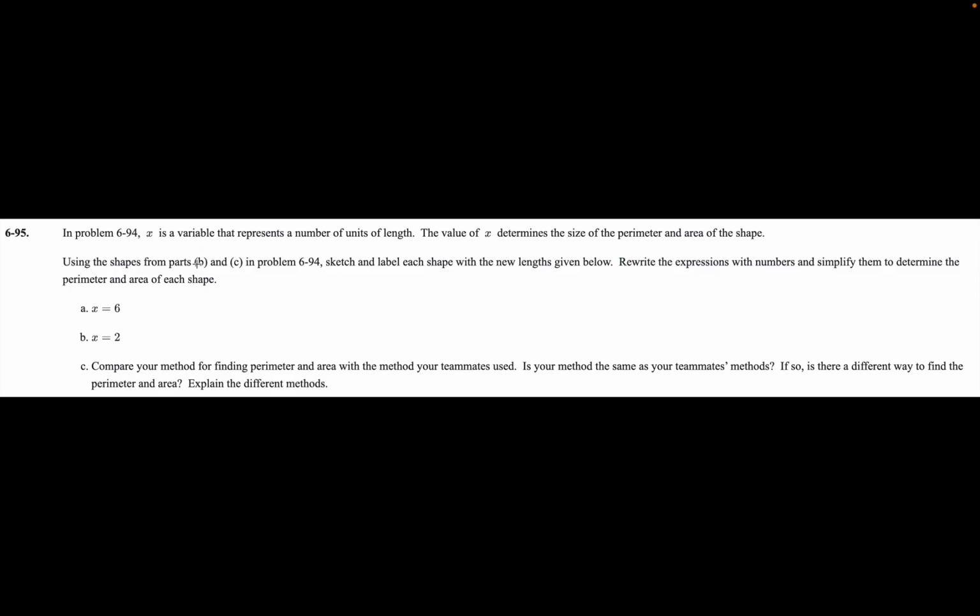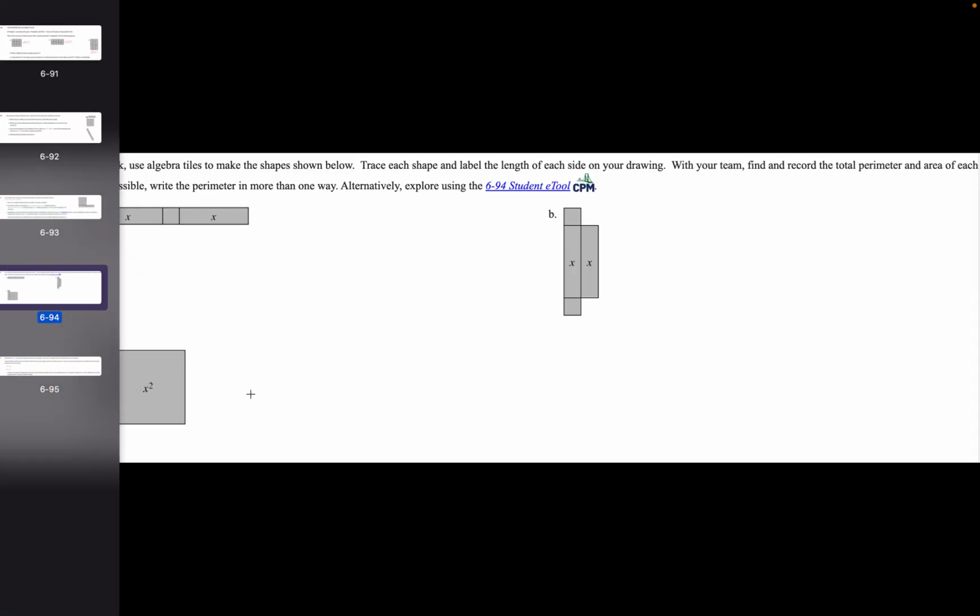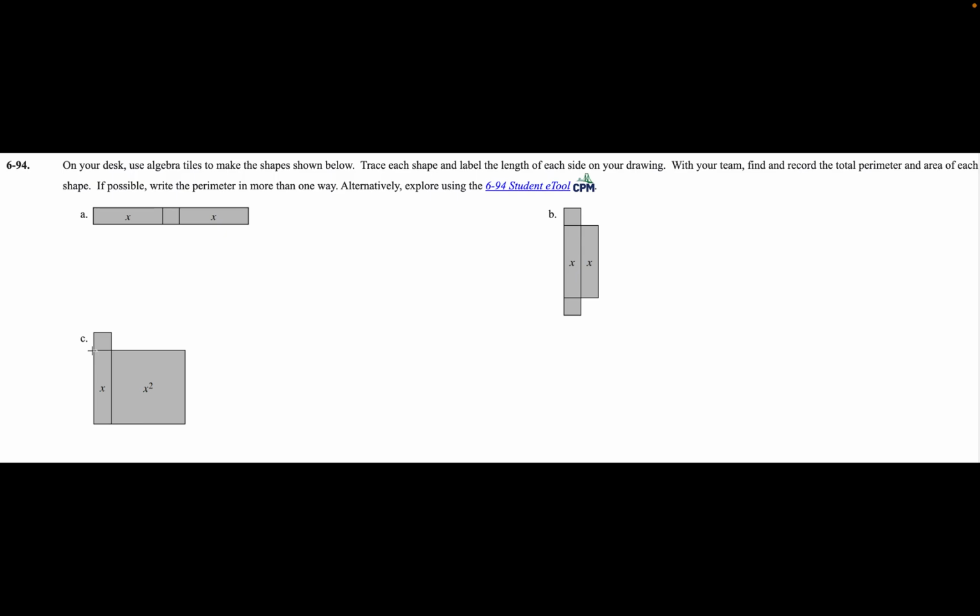Using the shapes from parts B and C in problem 694, sketch and label each. Oh, okay. So in this one, you're just taking the previous expressions and you're going to substitute these numbers in. I don't have anything in front of me to do that, but I'll do it for, say, C. I remember C. If we go back to C, the expression for the perimeter was 4x plus 4, and the area was x squared plus x plus x.